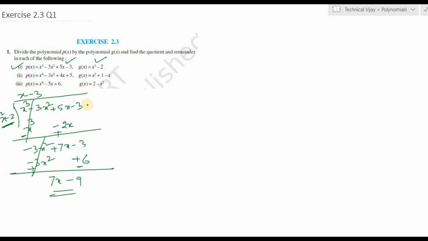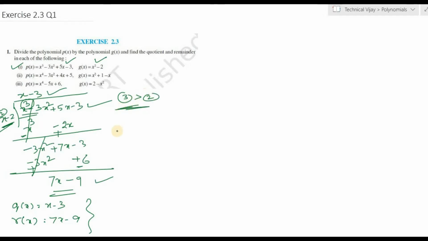So here p of x is equal to this one, g of x is equal to this one, q of x is equal to this one, and r of x is equal to this one. Q of x is equal to x minus 3 and r of x is equal to 7x minus 9. That's all. One thing we have to keep in mind is that the degree of the dividend, which is 3, must be greater than the degree of the divisor.